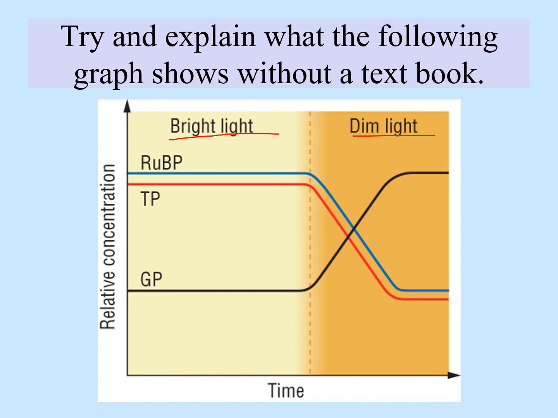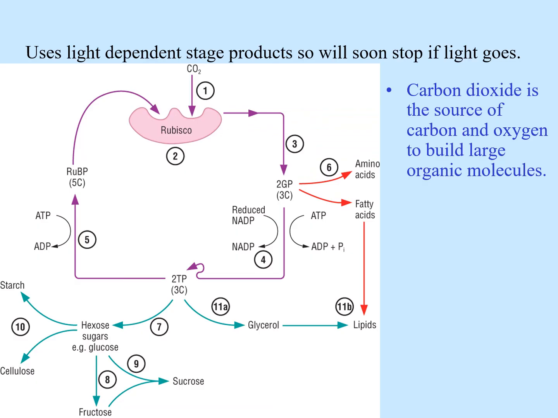So let's just go and look at the Calvin cycle for a second and just remind ourselves that in dark situations, when there's very little light, the ribulose bisphosphate and the triose phosphate concentrations are going to drop, okay, and the glycerate 3-phosphate is going to increase when the light disappears. Why is that the case? Well, let's have a look at this and it will explain it to us, okay?